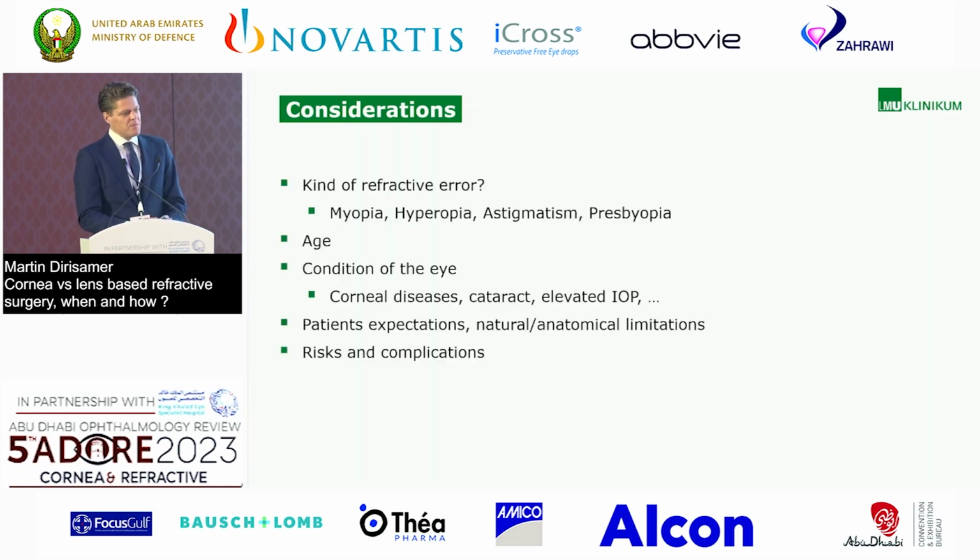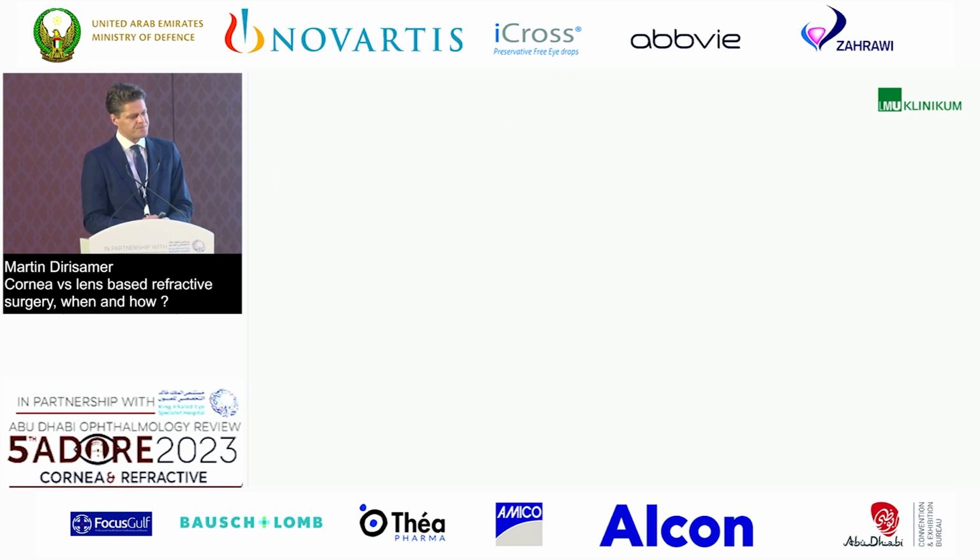First we have to make some considerations about what kind of refractive error we are going to treat. Is it myopia, hyperopia, astigmatism, or presbyopia, or more or less all together? What is the age of the patient, the condition of the eye? Are there concomitant eye diseases which rule out some other options, for example corneal diseases? What is the patient expectation? I think this is one of the most important things when we're talking about refractive surgery. Are there any natural or anatomical limitations? And what are the risks and complications of each approach?